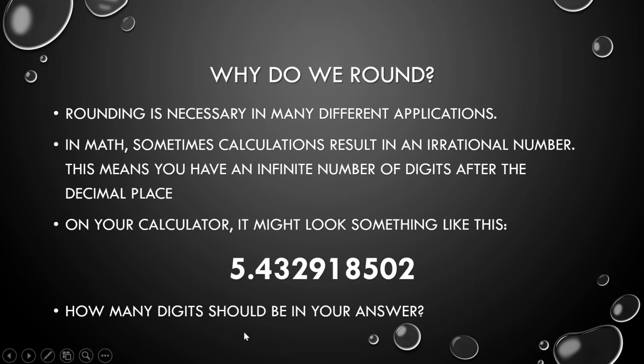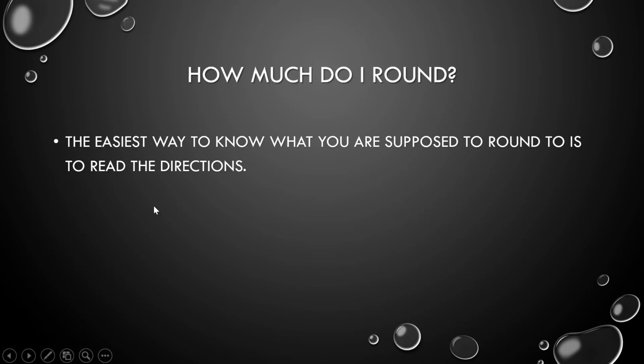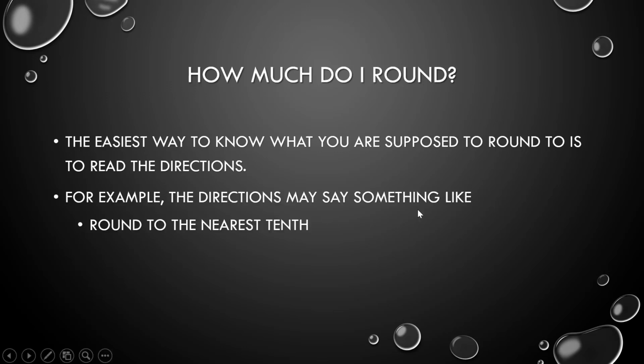So the question that many students have is, if this is my answer, how many of these digits should I copy down? Should I copy all of them or just some of them? And where do I stop? So the easiest way to know what you're supposed to round to is to simply read the directions on the assignment. If you're doing online homework, it will always tell you what to round to. Likewise, on a test, a homework, or quiz, the directions should always indicate what you are supposed to round to if you are supposed to round. So, for example, the directions may say something like round to the nearest tenth or round to the nearest 10.